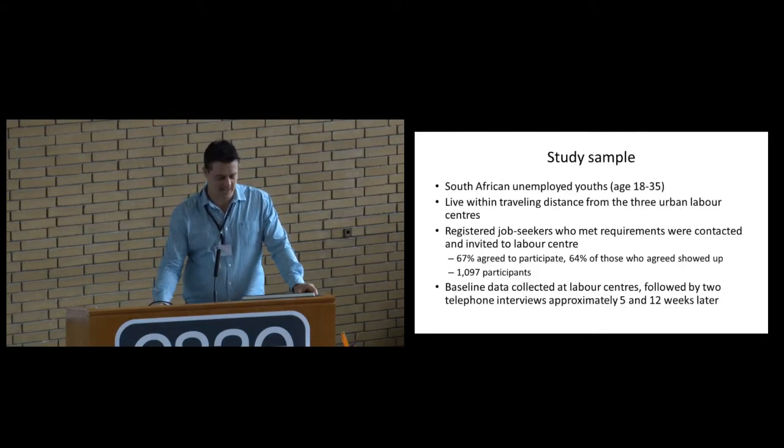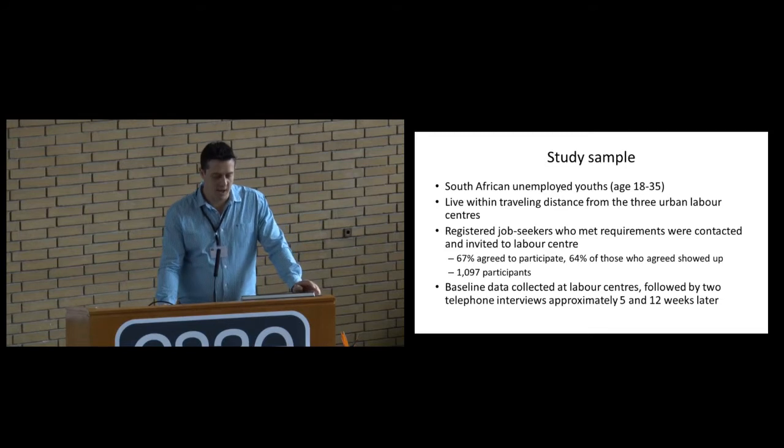Right, so the study sample is South African unemployed youths between the ages of 18 and 35. We only consider people who live within traveling distance from one of the three participating labor centers. All three labor centers were urban. They were in the Gauteng province, specifically Soweto, Krugersdorp, and Sandton.